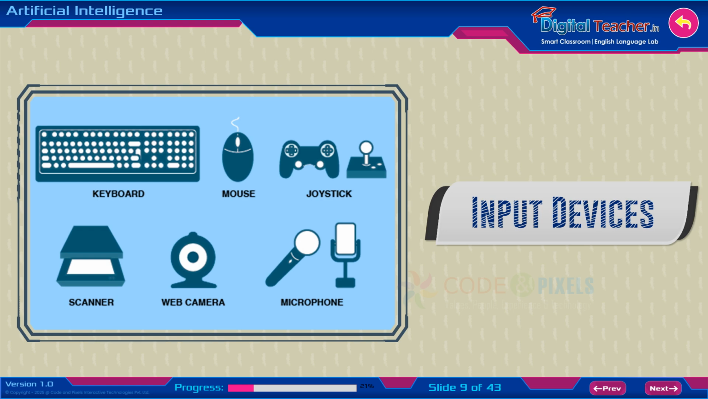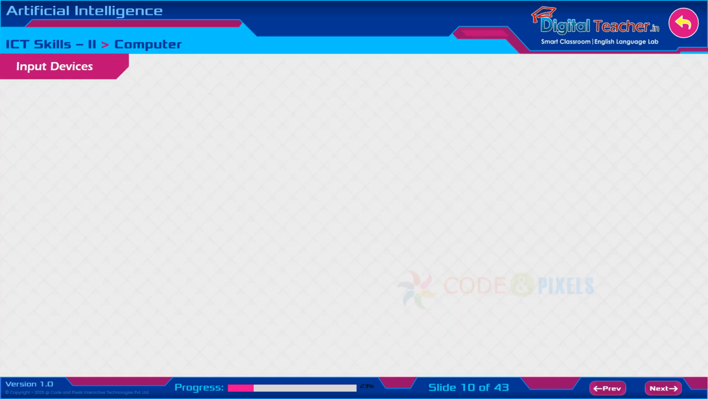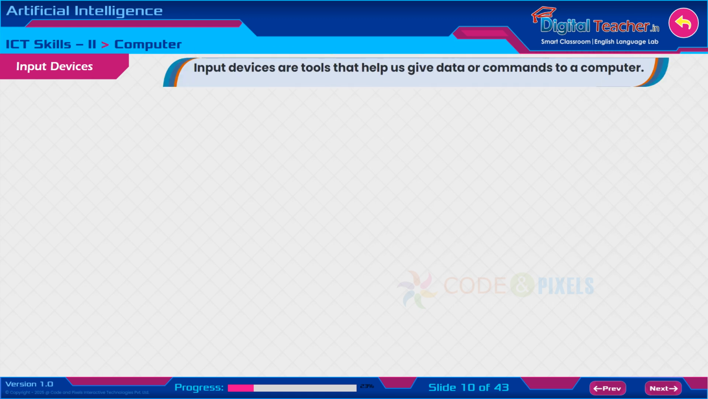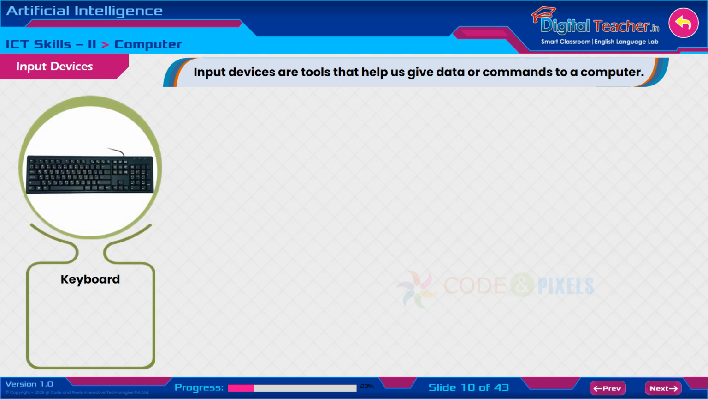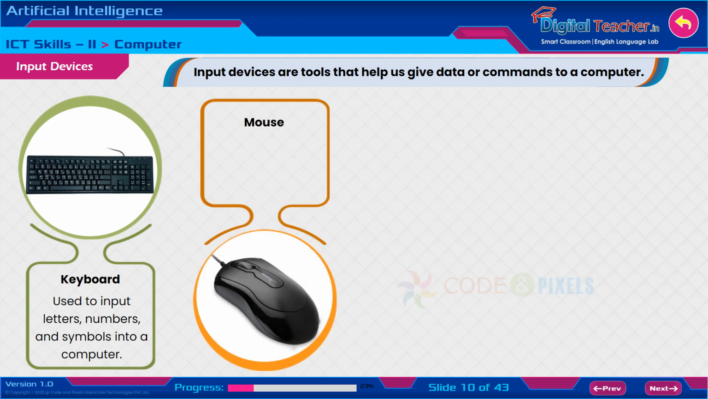Input devices. Input devices are tools that help us give data or commands to a computer. The most common ones are the keyboard and mouse. Let's learn about some of these devices. Keyboard. It is used to type letters, numbers, and symbols into the computer. Mouse. It is called a pointing device because it moves a pointer on the screen.